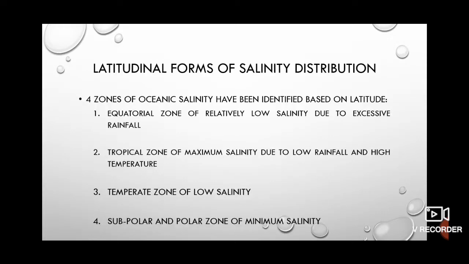Thus, on the basis of latitudinal distribution of salinity, we can identify 4 zones of ocean salinity. The equatorial zone is zone 1 of relatively low salinity due to excessive rainfall. The second zone is the tropical zone of maximum salinity due to low rainfall and high evaporation. The third zone is the temperate zone of low salinity, and zone 4 is the subpolar and polar zone of minimum salinity due to the melted water from the glaciers.